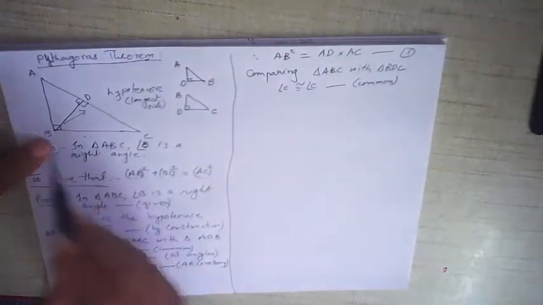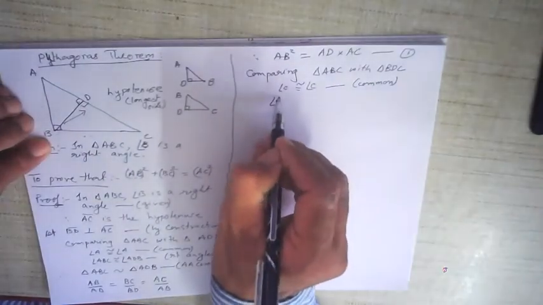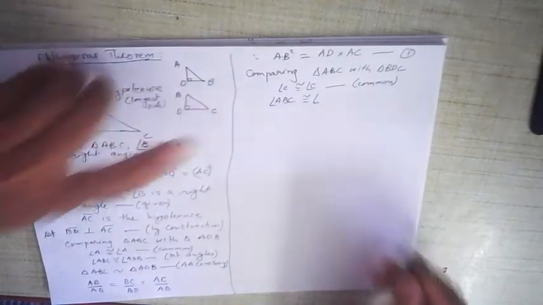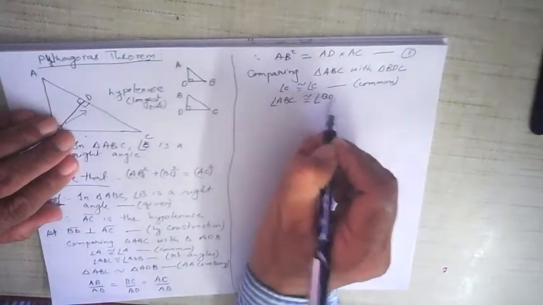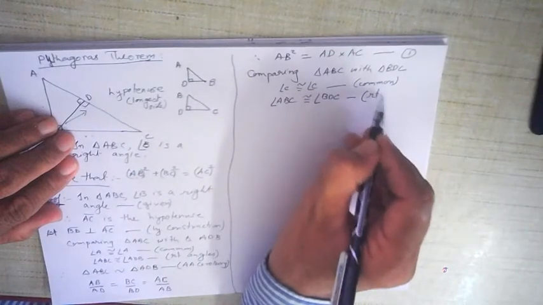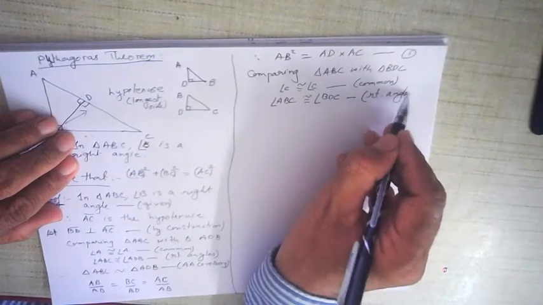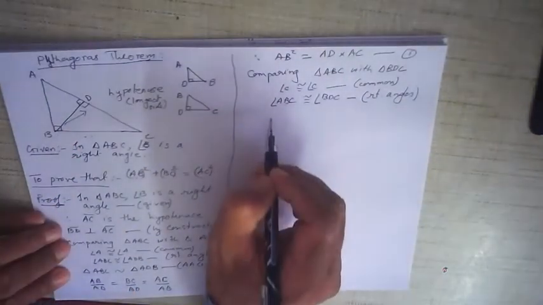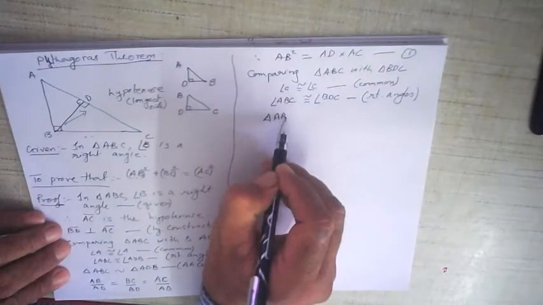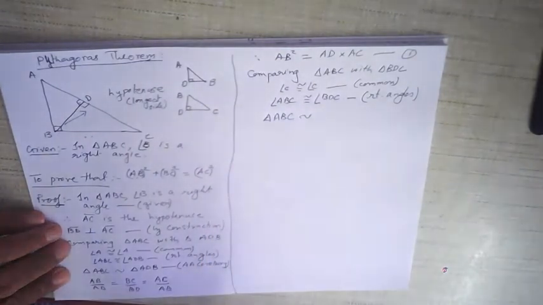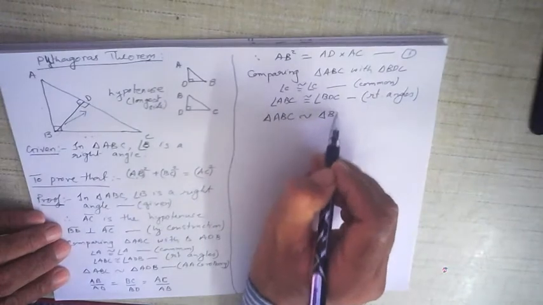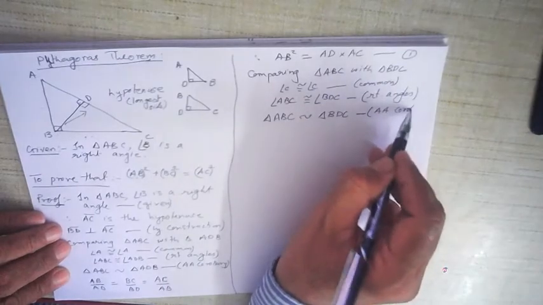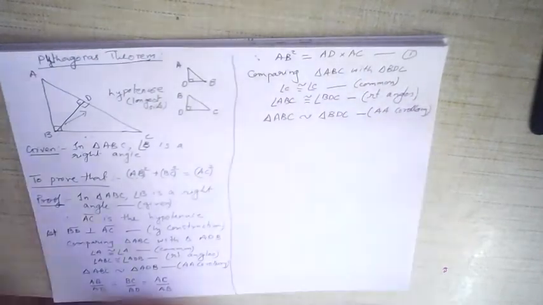And then in the bigger triangle, angle ABC is a right angle. And in the smaller triangle, BDC is the right angle. In bracket I can write right angles. So now again, just like this one, you see triangle ABC is similar, remember the similar sign, to triangle BDC. In bracket I can write AA corollary, or AA postulate, AA axiom.